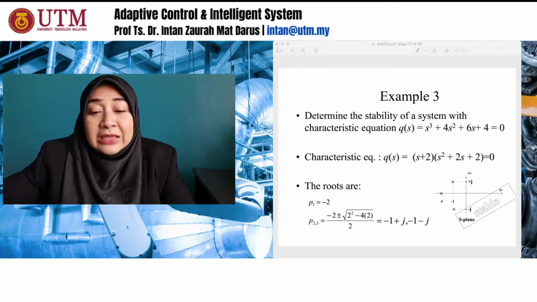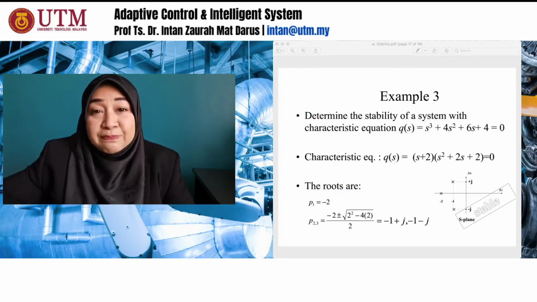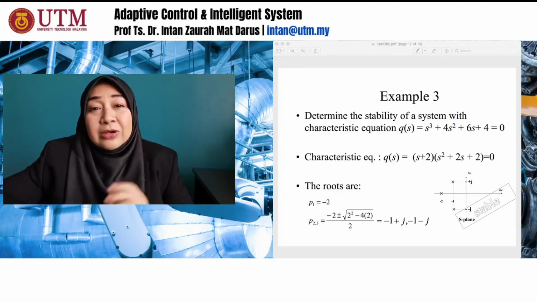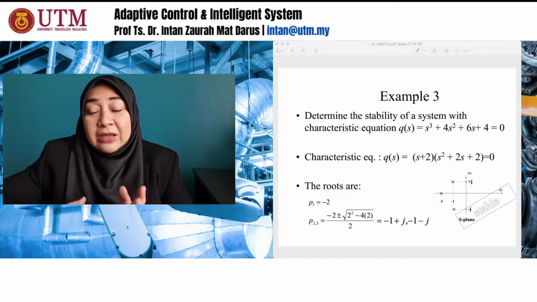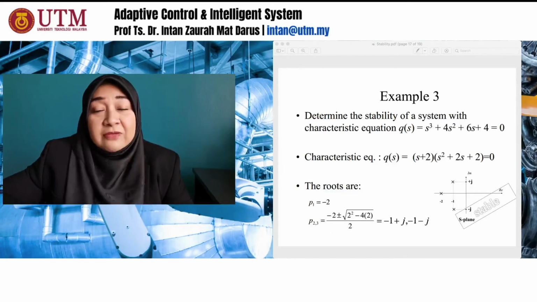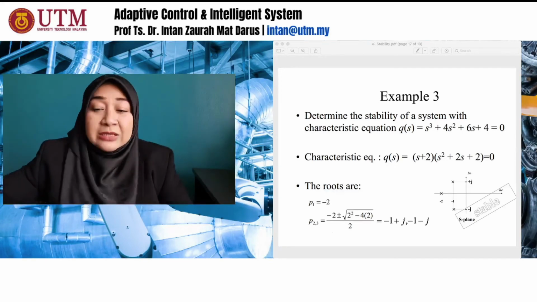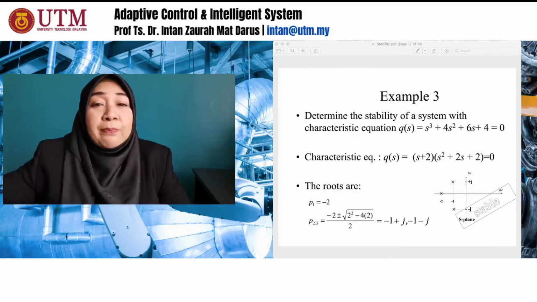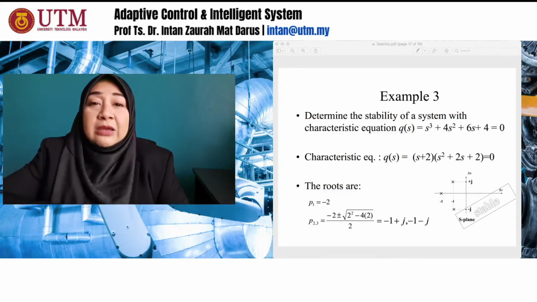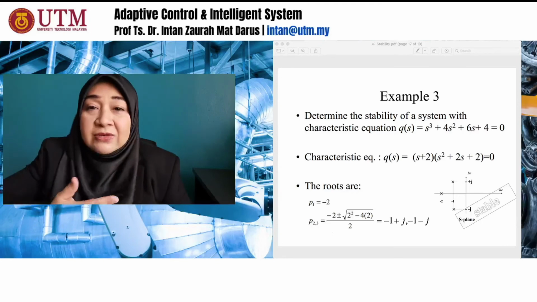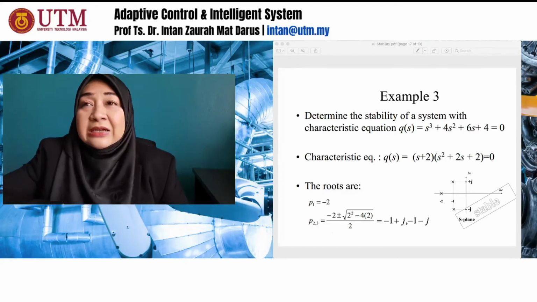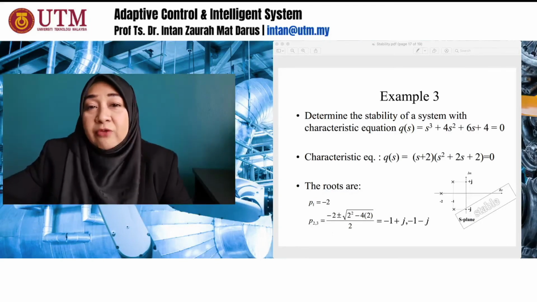Okay, so negative 1 plus j and negative 1 minus j, if I plot on my s plane, are still on the negative hand side. Negative real value means the system is stable. All right, so you can check that as well by doing the partial fractions and the inverse Laplace, and then you will get a negative exponential for your system. That means the system is stable.